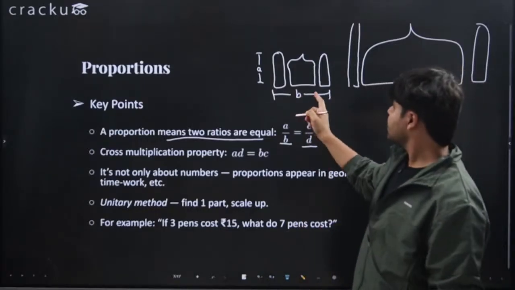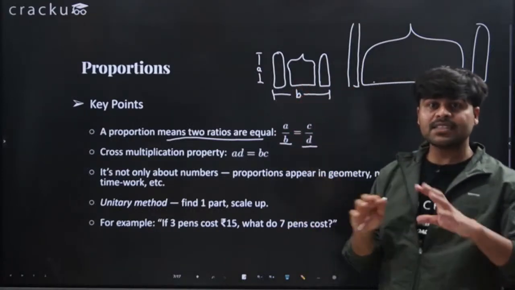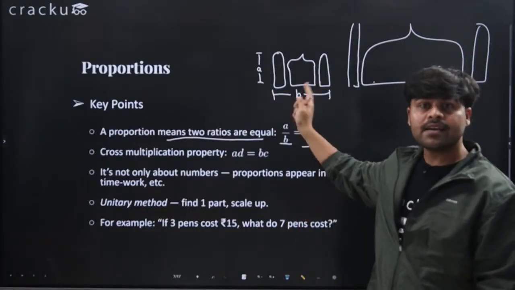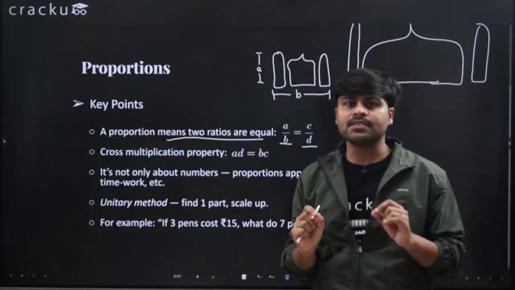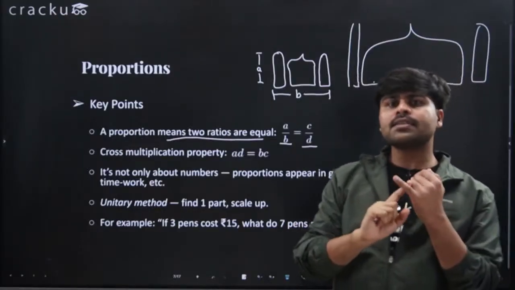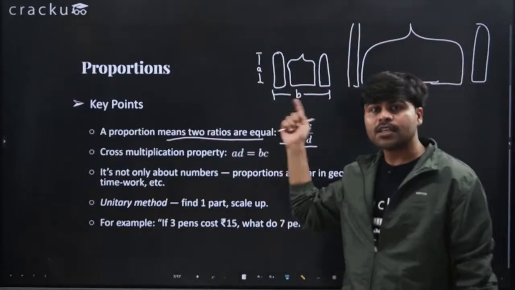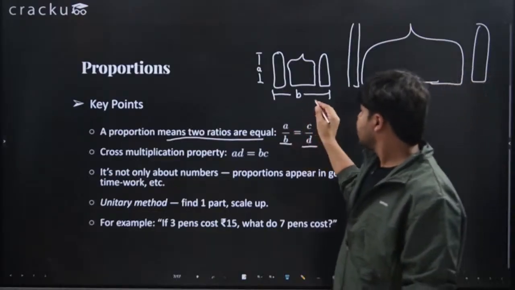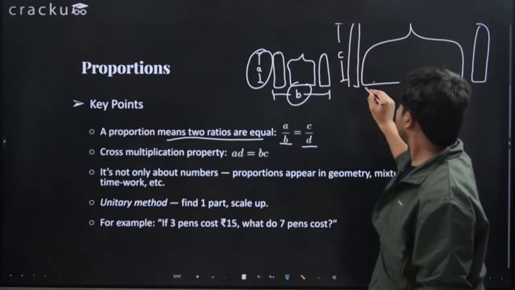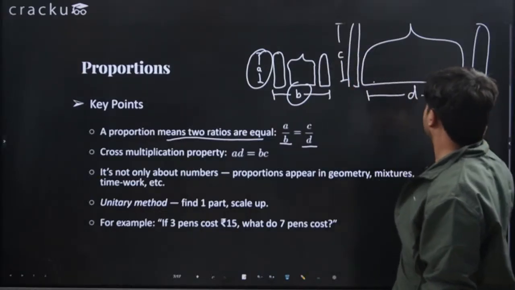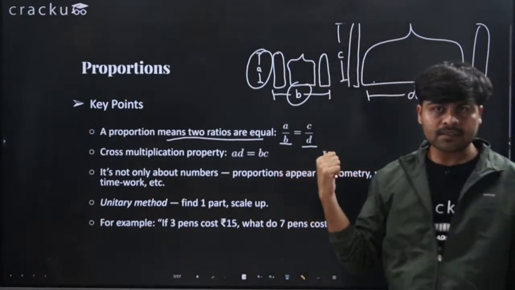Then if you know for a fact that these two models are exactly identical to the original Taj Mahal, and the only difference is in the size, so only the sizes are different but the Taj Mahal itself is the same, then you can essentially say that A over B will be equal to C over D. For those of you who have done geometry in class 10th, you should be familiar with this. This is called similarity.